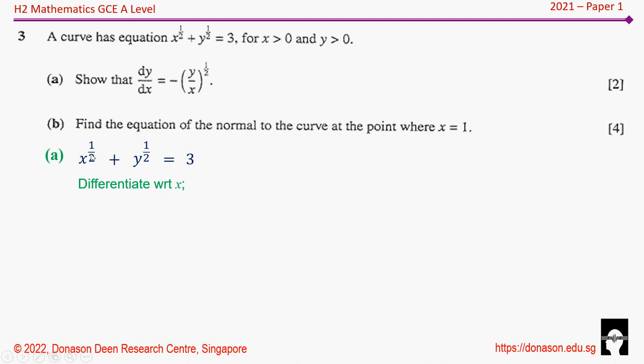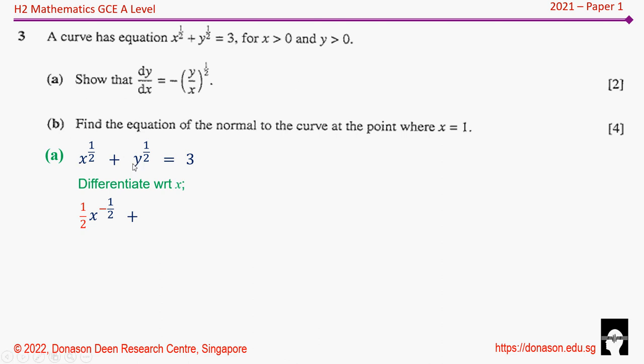Of course, x to the power of half, if you're going to differentiate with respect to x, you're going to bring the half to the front and you're going to subtract 1 from the power. So half times x to the power of half minus 1, which would become simply half x to the power of minus half. So there we have differentiated the first term.